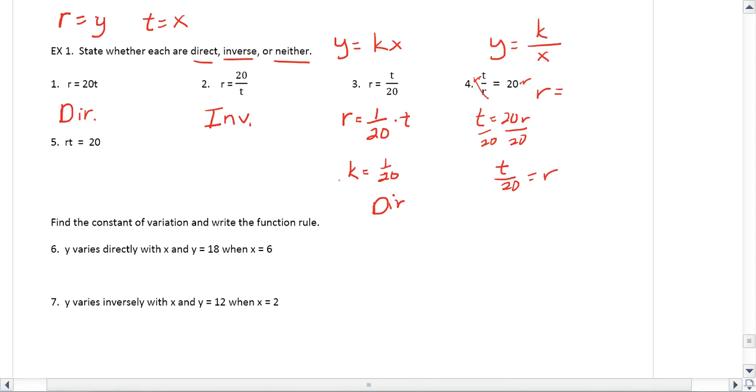And this is exactly like number 3. The dividing by 20 can be written as the 1/20th fraction, which is just the k, so this represents a direct. Here in number 5, I need to solve for the r, so divide both sides by t, and I get r is 20 over t, which is definitely an inverse proportion.